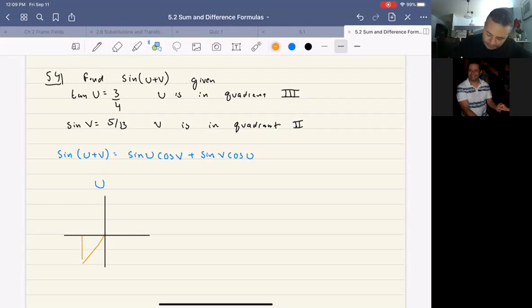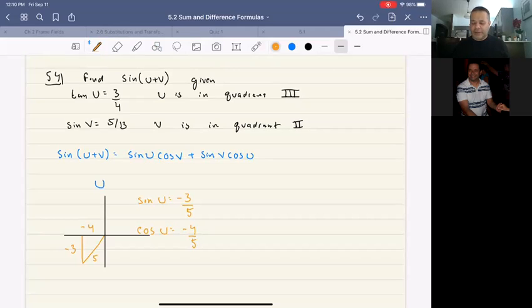Remember, opposite is 3, but that's a negative, and adjacent is -4. So the hypotenuse is going to be 5. So I'm going to need the sine and cosine of u. So sine of u is -3/5. Cosine of u is -4/5.